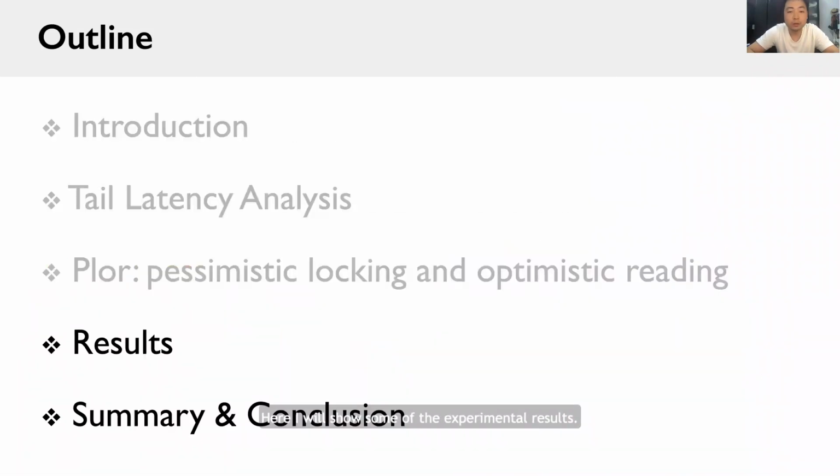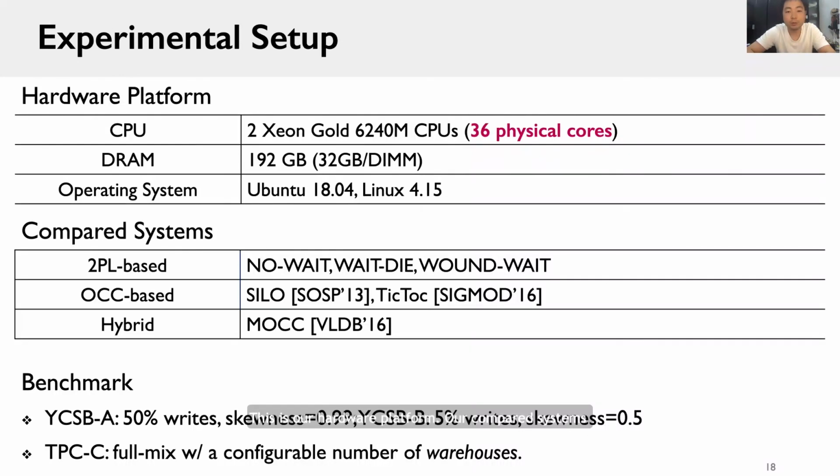Here I will show some of the experimental results. This is our hardware platform. Our compared systems consist of three categories, including 2PL-based, such as No-Wait, Wait-Die, and Wound-Wait, and OCC-based, including Silo and TicToc. We also compare with existing hybrid approaches, such as MOCC, which uses OCC for cold items and 2PL for hot items. Both YCSB and TPC-C are used for evaluation.